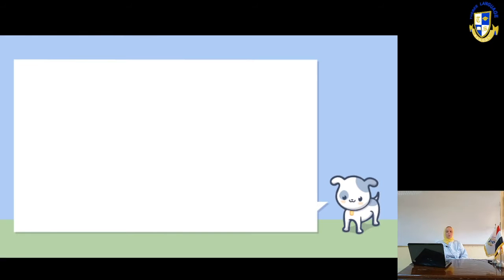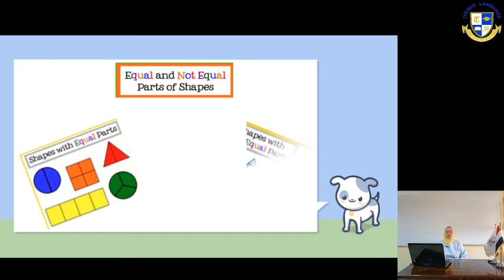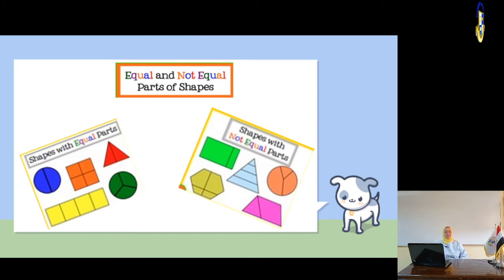equal and not equal parts of shapes. Here we have two pictures, shapes with equal parts and shapes with not equal parts. As you can see, equal parts means equal in size and in shape, okay? They must be equal in size.